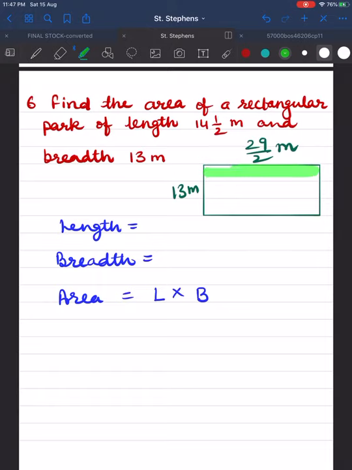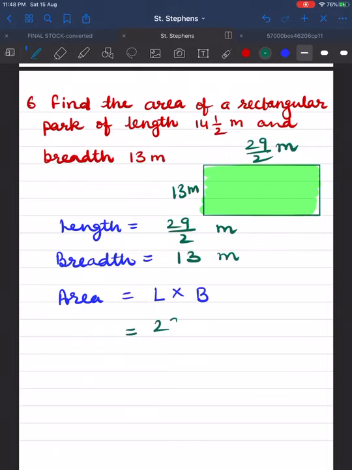Now we have to find out the shaded portion. This shaded portion represents the area of the rectangular park. Now area can be obtained by multiplying length and breadth. So here length is equal to 29 upon 2 meters, breadth is equal to 13 meters. So area is equal to 29 upon 2 into 13, and area is always expressed in meter square.